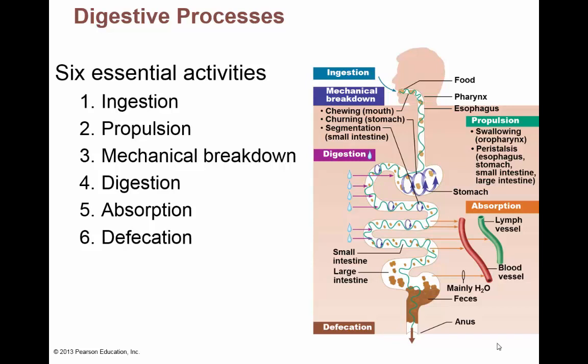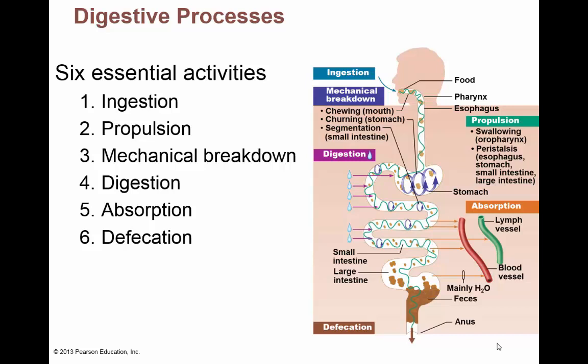The second part, green over on the right-hand side, is the propulsion. This is the actual moving of food through the digestive tract. So it could include the swallowing, which we'll probably get to today, and the peristalsis, moving the actual food itself through the digestive tract. We have mechanical breakdown, which happens in a couple different places throughout the digestive system. Mechanical breakdown just means the actual act of physically making that piece of food into smaller pieces. So a lot of it happens up in the mouth.